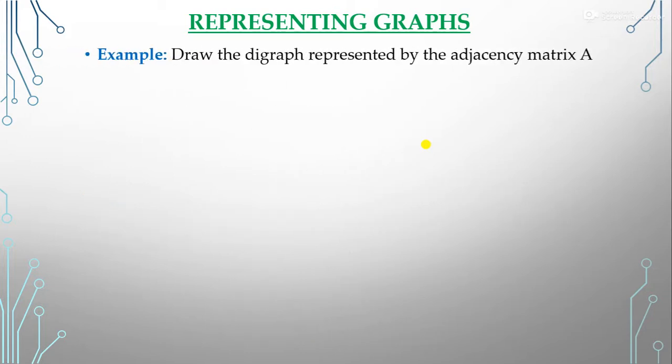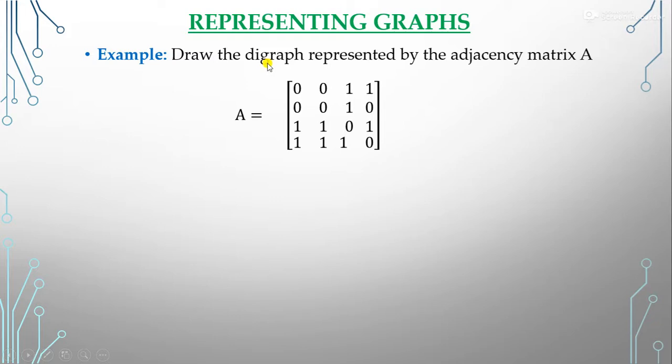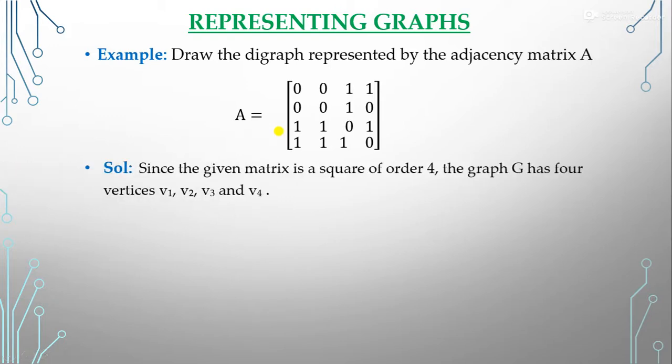Here you have to draw the digraph represented by this adjacency matrix A. Digraph means you have to form the directed graph, right? So how many rows and columns here? 4 rows and 4 columns. It means that in our required graph we have 4 vertices in total. Suppose our vertices are V1, V2, V3 and V4. So we put V1, V2, V3, V4. These are columns and these are our rows.